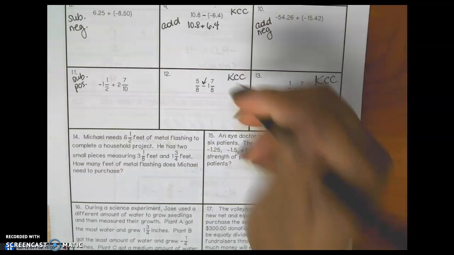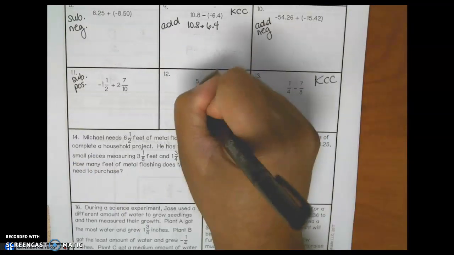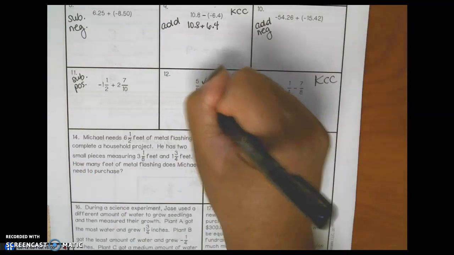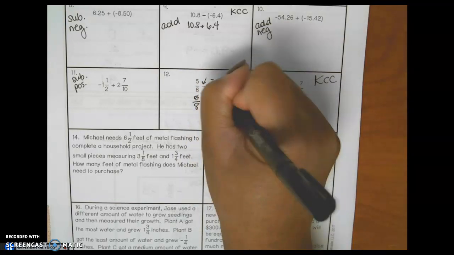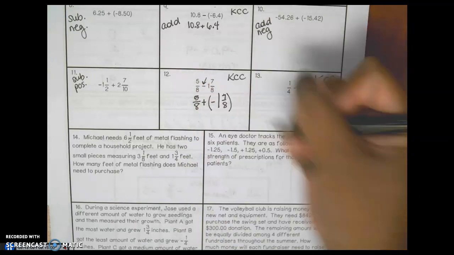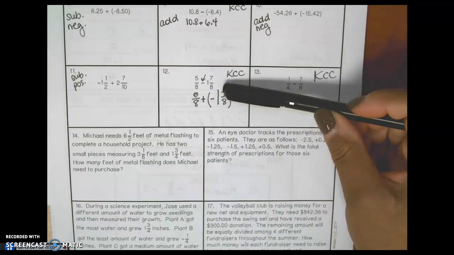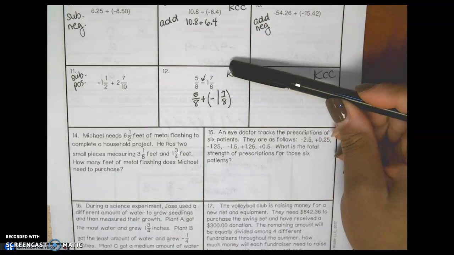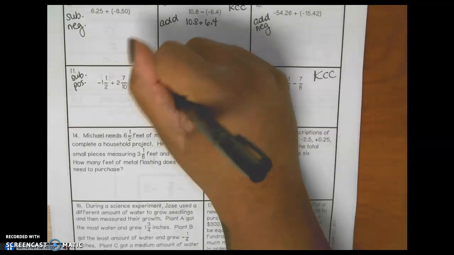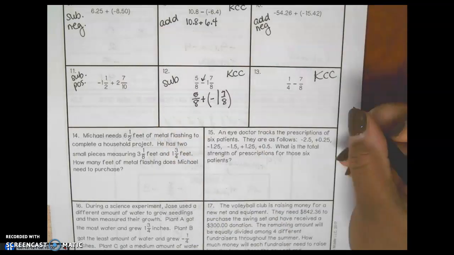Number 12, keep, change. 5/8 plus negative 1 and 7/8. Same signs add and keep, different signs subtract. What do I do here? Add or subtract? Subtract because they have different signs. And what kind of answer will I have? Positive or negative?